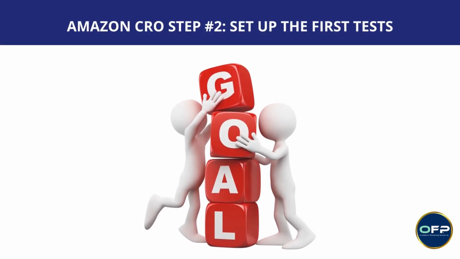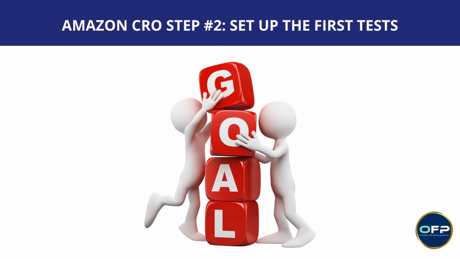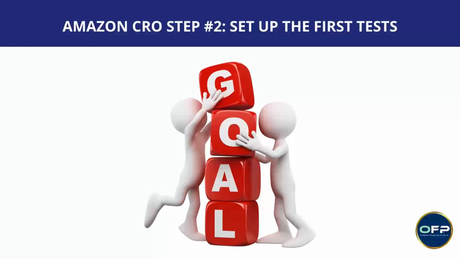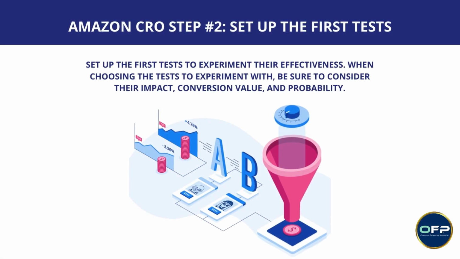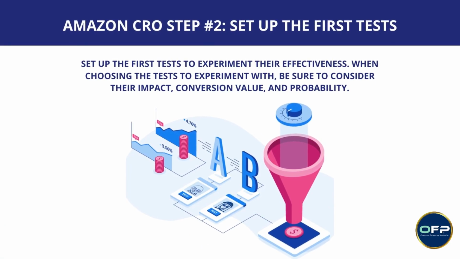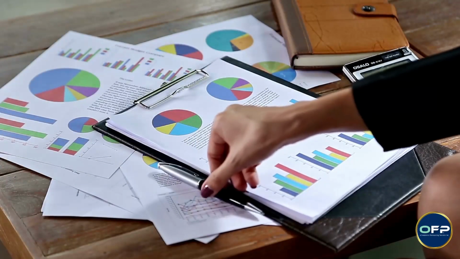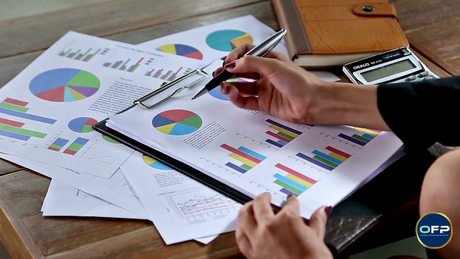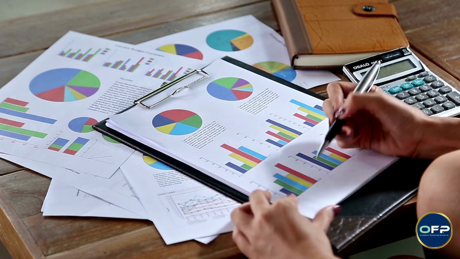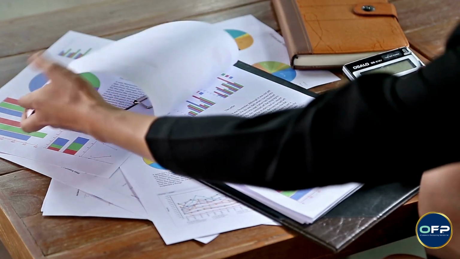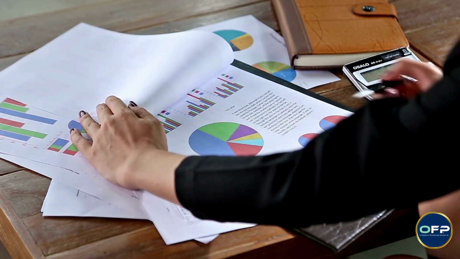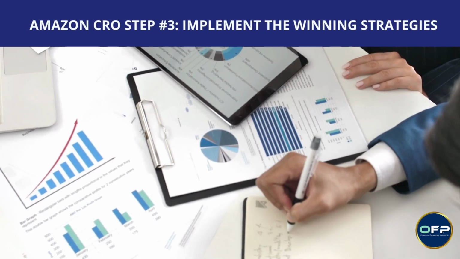Amazon CRO step number 2. Set up the first tests. Once you've defined your goals regarding your CRO campaign, the next step is to set up the first tests to experiment with their effectiveness. When choosing the tests to experiment with, be sure to consider their impact, conversion value, and probability. It's advisable to start with campaigns that are expected to improve your sales by the highest percentage. Live testing will help you determine the campaigns that are likely to offer the greatest return on investment.